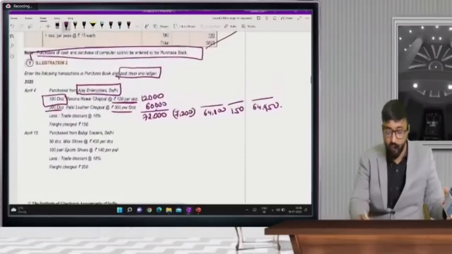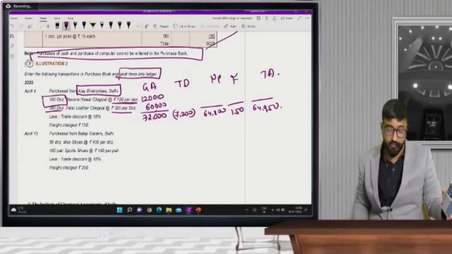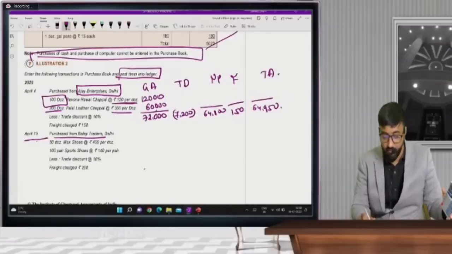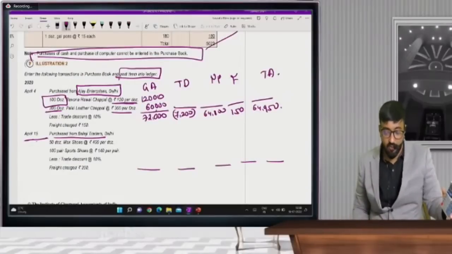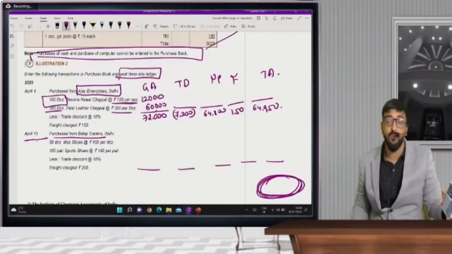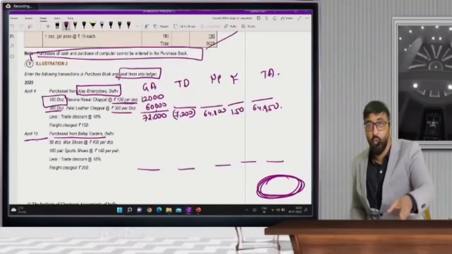So which columns are you preparing? Gross amount, trade discount, net price, freight and total amount. Correct? Similarly you do it for April 15. Tell me the amounts, final amounts. Please tell me final amounts. Quickly, final amounts. I want total amount only, without referring to this answer. Which columns are you going to prepare? Gross amount, trade discount, net price, freight, total amount.